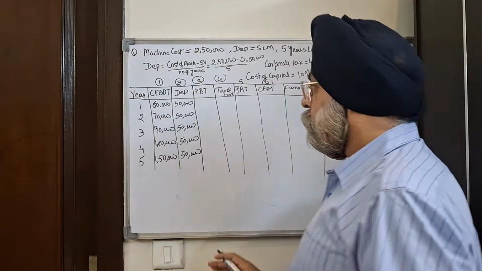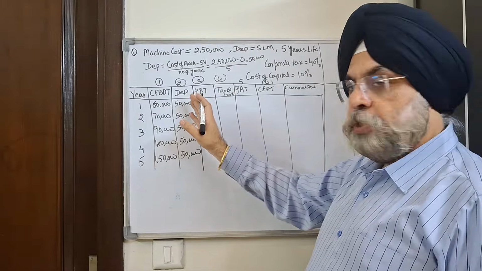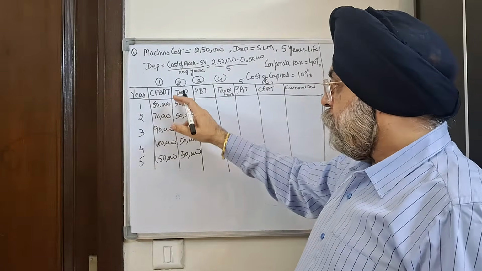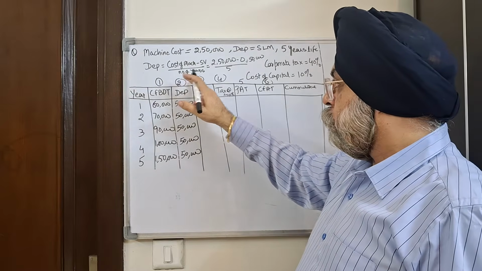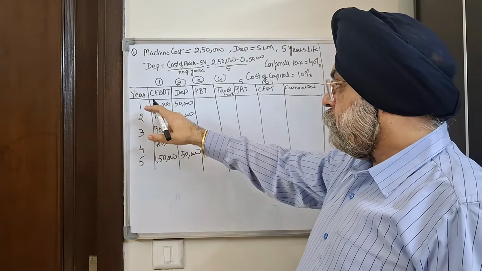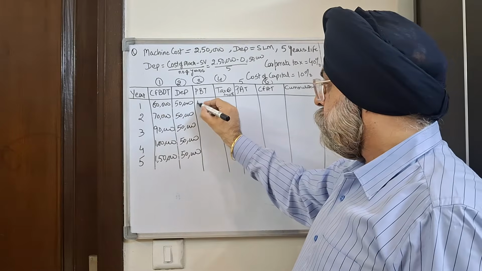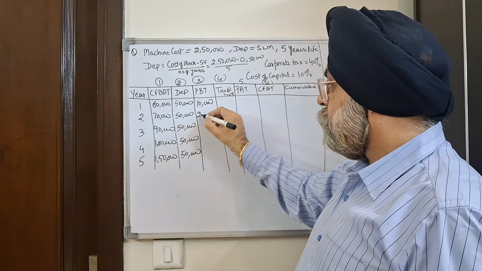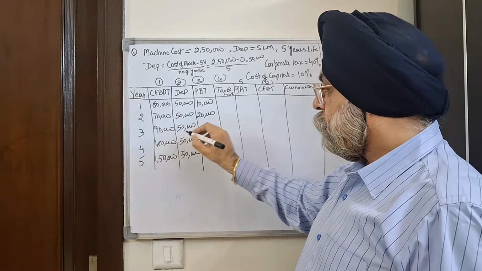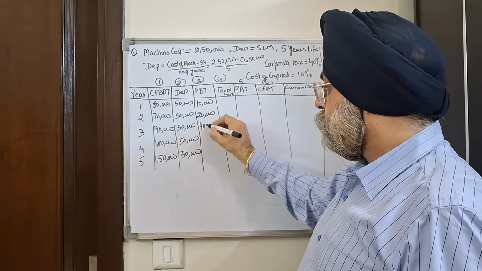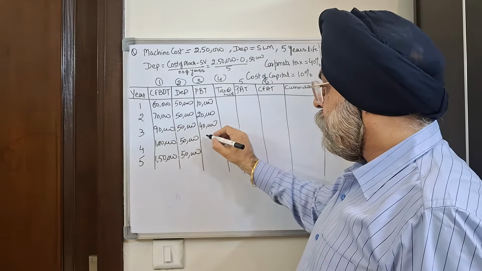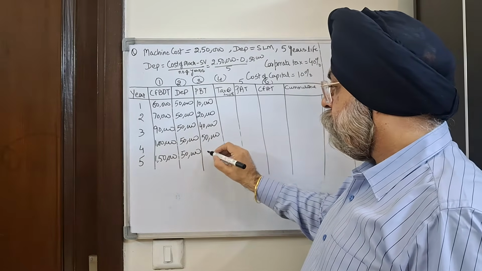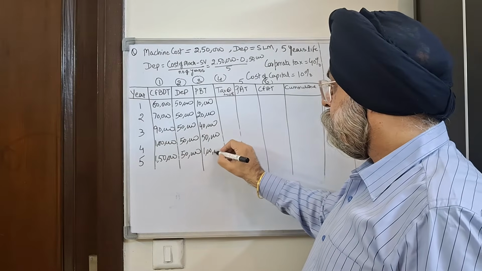So step number 1, we have to subtract the depreciation from the cash flow before depreciation and taxes. So when we subtract column 2 from column 1, we get column 3, which is 60,000 minus 50,000, 10,000. 70,000 minus 50,000, 20,000. 90,000 minus 50,000, 40,000. 1 lakh minus 50,000, 50,000. And 1,50,000 minus 50,000 is 1 lakh.